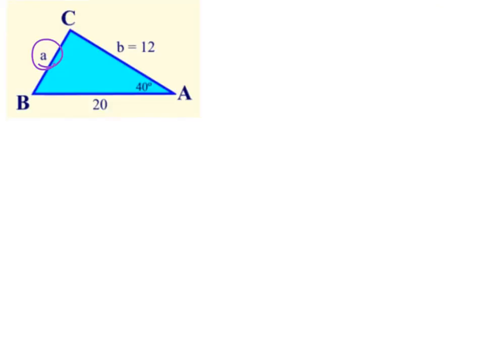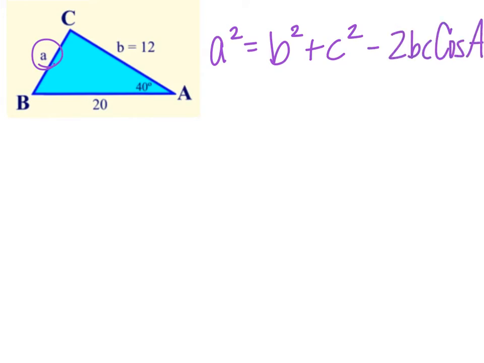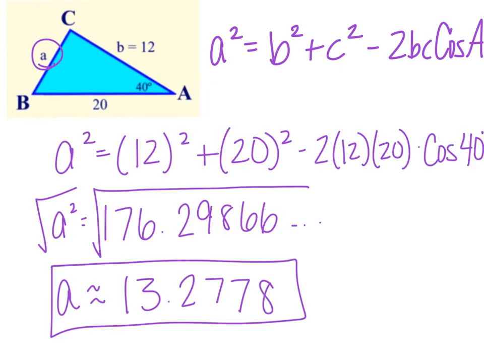So let's look at this example here. I'm given two sides and an angle, and I'm dealing with three sides and an angle, so I know I'm going to use law of cosines. I'm going to use the equation that has a squared equals b squared plus c squared minus 2bc cosine of A. Really all I do is plug in my information, and it will give me a squared; take the square root, solve for that. So I've plugged in everything, I have a squared, I get this, and then I take the square root of it, and a is approximately 13.2778.